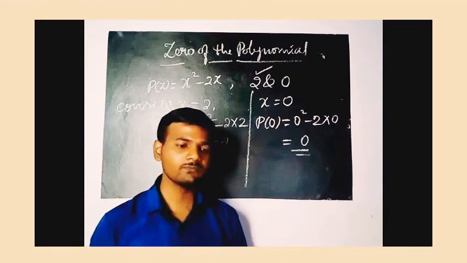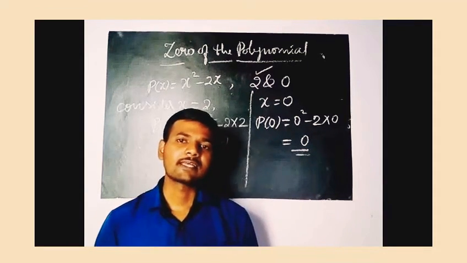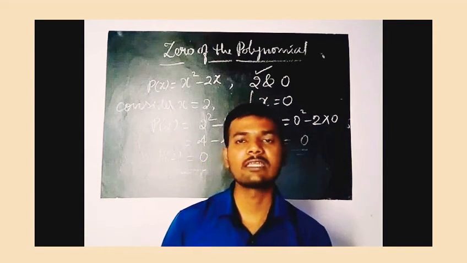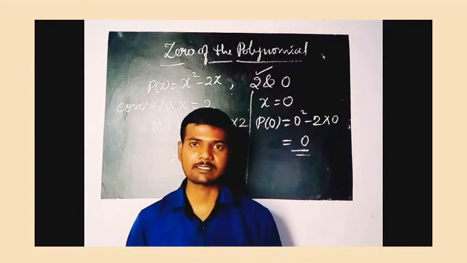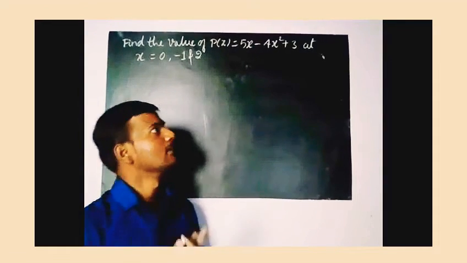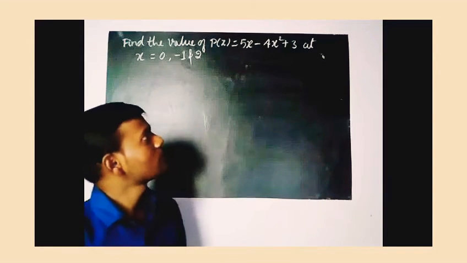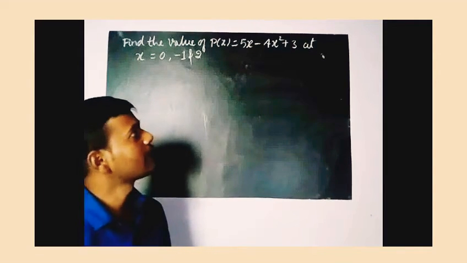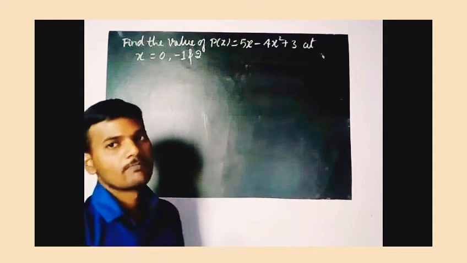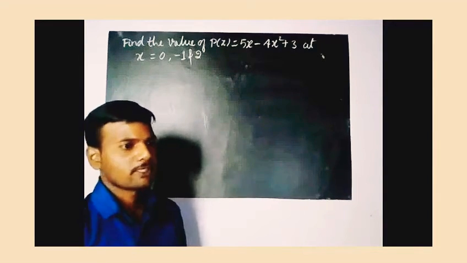Next, now we are going to discuss exercise 4.2 of your NCERT 9th standard mathematics. Let us discuss the example. Find the value of p of x is equal to 5x minus 4x square plus 3 at x is equal to 0, minus 1 and 2. Let me discuss it.